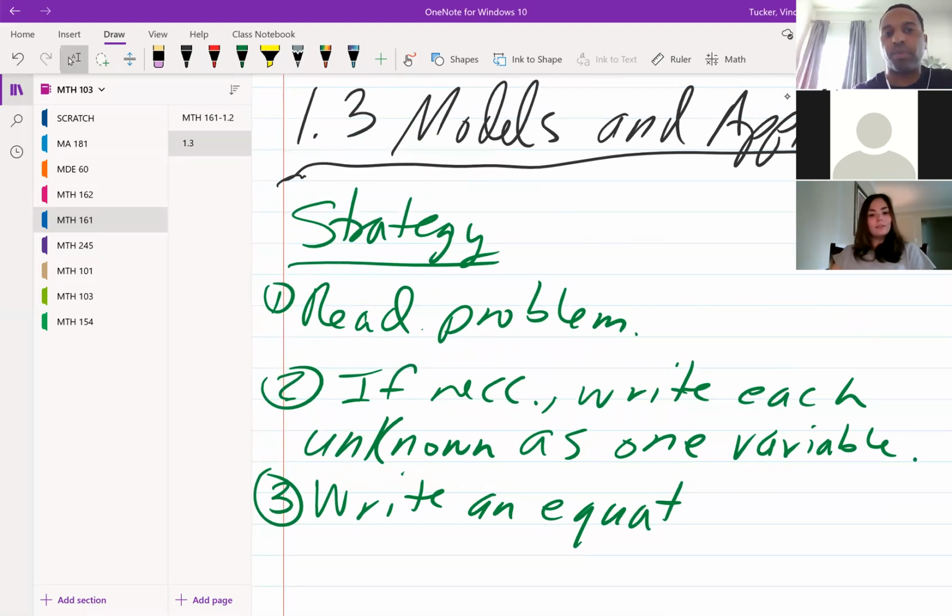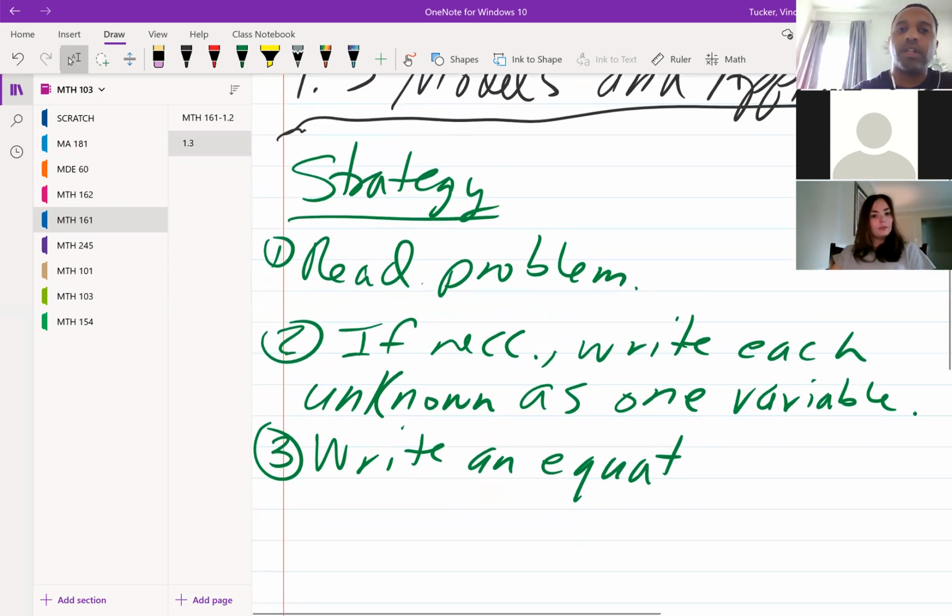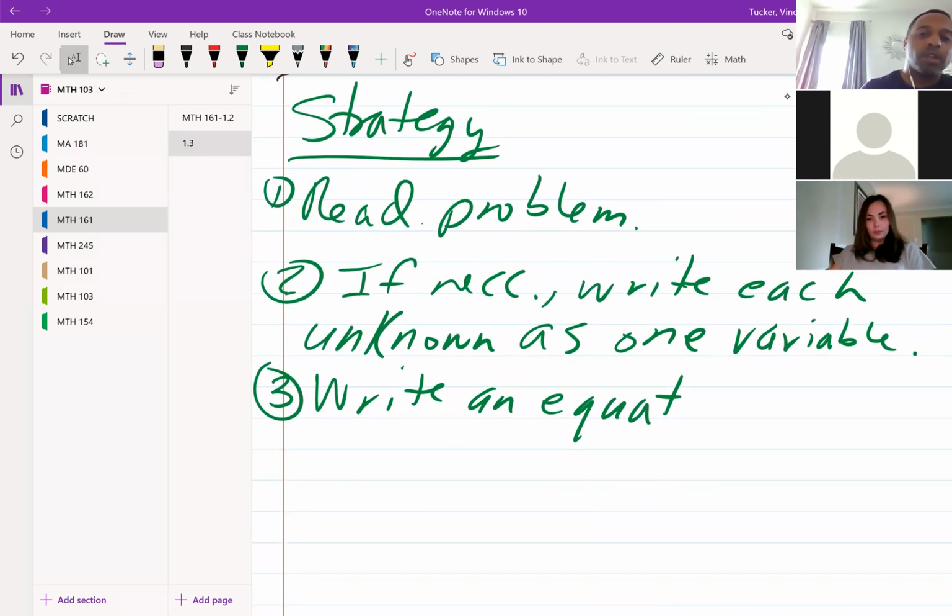So, like I said before, this is 1.3, models and applications. Models and applications is just another word for word problems. So we're starting off with strategy.